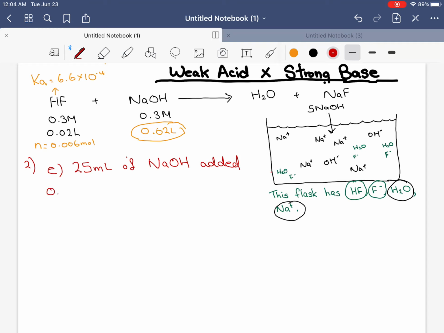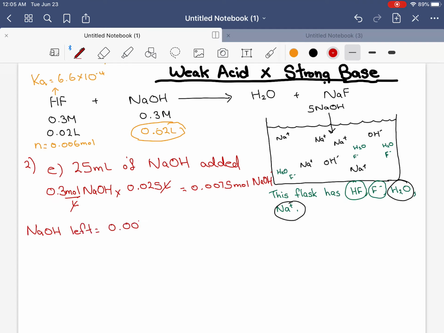So 0.3 moles per liter of NaOH times 0.025, that will be 0.0075 mole of NaOH. So that's how much NaOH I added in total. What I do know is I used up 0.006 mole of NaOH, okay? That is from my last example. So I need to find out what's left.